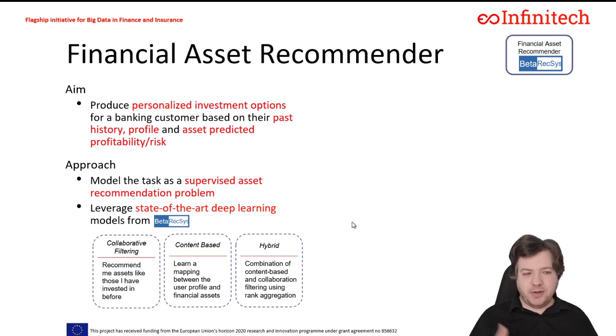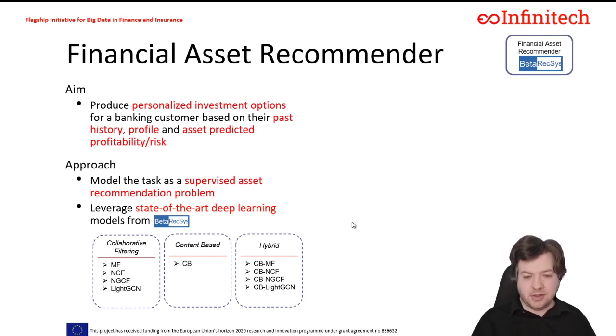During period 1 we treated this as a supervised asset recommendation problem, using state-of-the-art deep learning technologies, which we're extending from an existing framework called Beta-Rexis that we developed as part of a previous Horizon 2020 project. For Infinitec, we're extending this to tackle the challenges of the financial domain. During period 1, we developed 3 different types of models, from collaborative filtering to hybrid models. So far, we've developed and tested 9 different models. We've also performed evaluation of these models, which I'll give you a flavor of here.